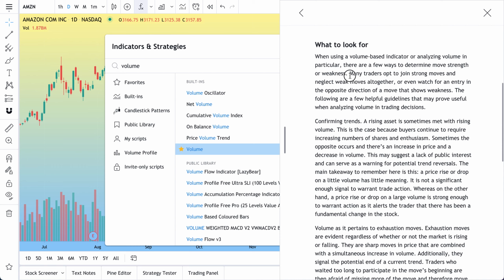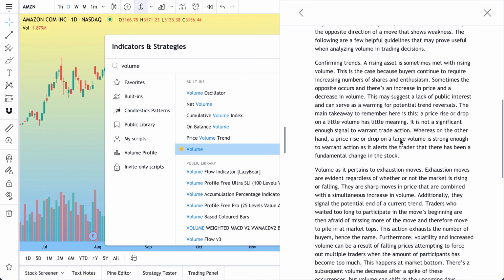It says many traders opt to join strong moves and neglect weak moves altogether, or even watch for an entry in the opposite direction of a move that shows weakness. The following are a few helpful guidelines that may prove useful when analyzing volume in trading decisions. Here are some guidelines. Confirm trends. How can you confirm trends? Well, you would look for rising volume to confirm an uptrend or rising volume to confirm a downtrend.